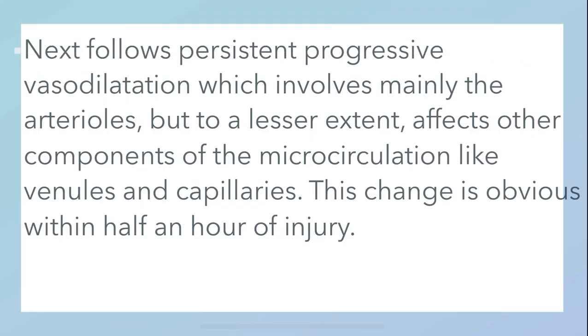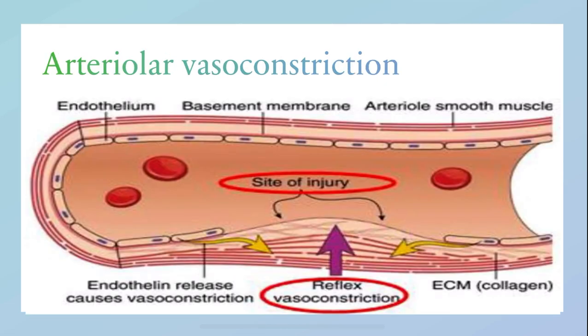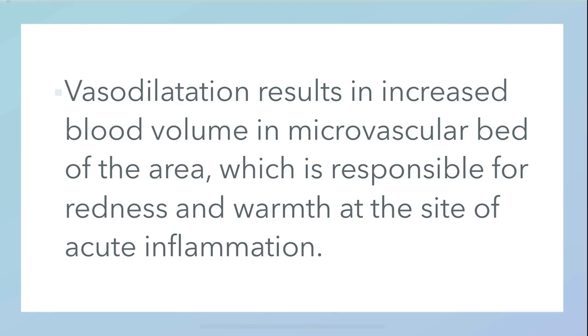Next follows the persistent progressive vasodilation. So first what happened, there is vasoconstriction, thrombus formation and then platelet aggregation. Then there is also release of ATP. Now comes the vasodilation, progressive vasodilation. It is involving mainly the arterioles, but to a lesser extent you even see the microcirculation like the venules and capillaries also being vasodilated. This change is obvious within half hour of an injury.